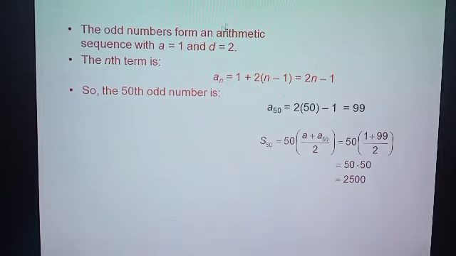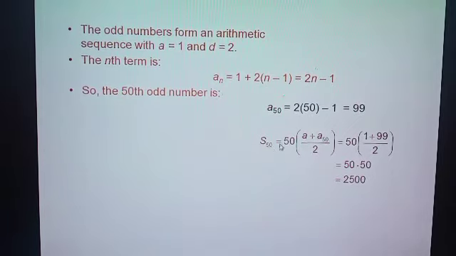In the place of n you substitute 50. So a50 is equal to 2 into, in the place of n you write 50 minus 1. So 2 into 50, 100. 100 minus 1 is 99. So the 50th odd number is 99. So you know the last number and you know the first number. So use the second formula of the sum of n terms of AP. Then you will get, you know that formula, no?